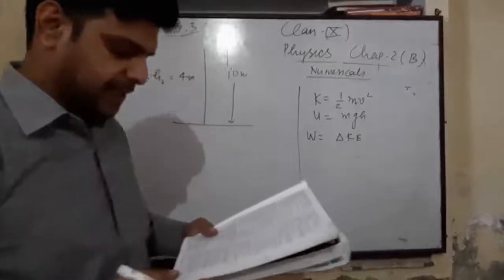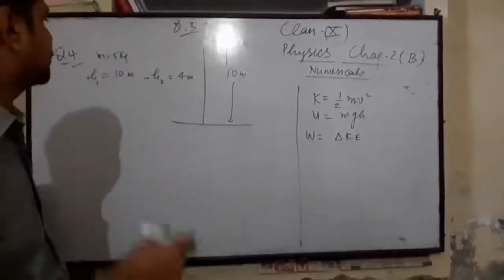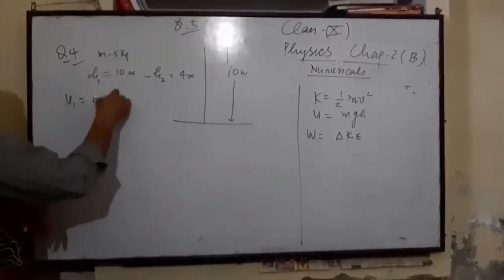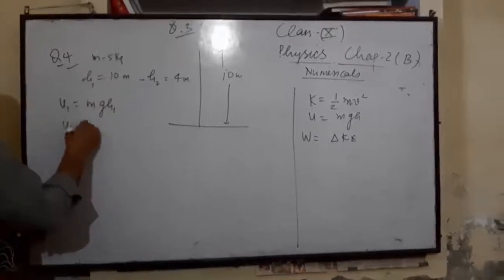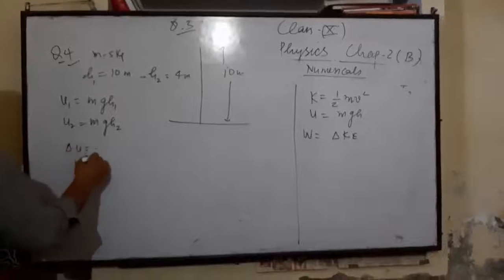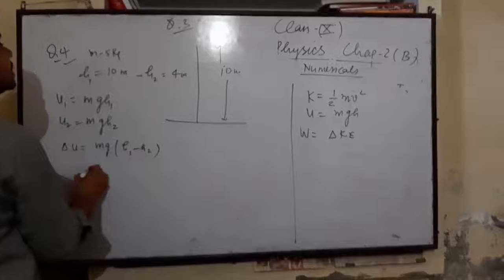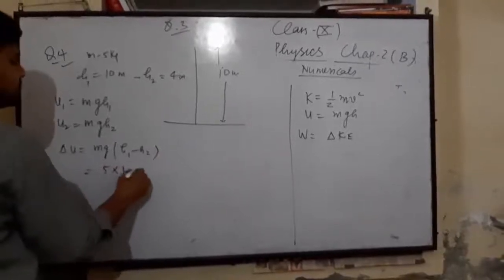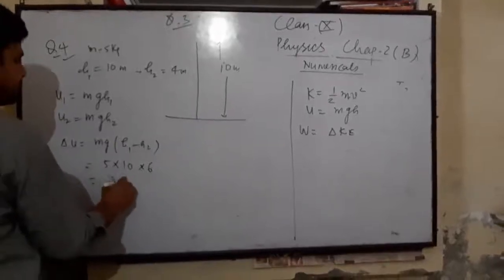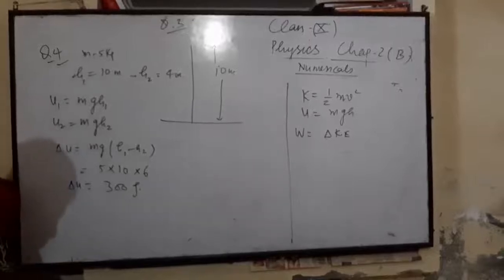Find the loss in potential energy of the body. So initially the potential energy is mgh1 and finally mgh2. So the loss is mg into (h1 minus h2). M is 5, g is 10 and h1 minus h2 is 6. So 300 joule. This is the loss in potential energy.